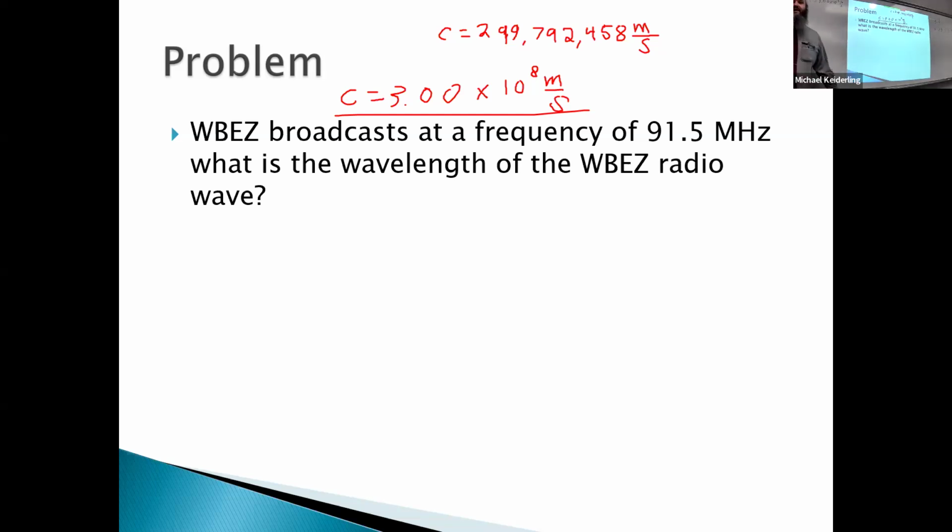So WBEZ broadcasts at 91.5 megahertz. What's the wavelength of the WBEZ radio wave? I'll let you work on that for a minute or so. Remember, megahertz, mega is million, so 10 to the 6th.